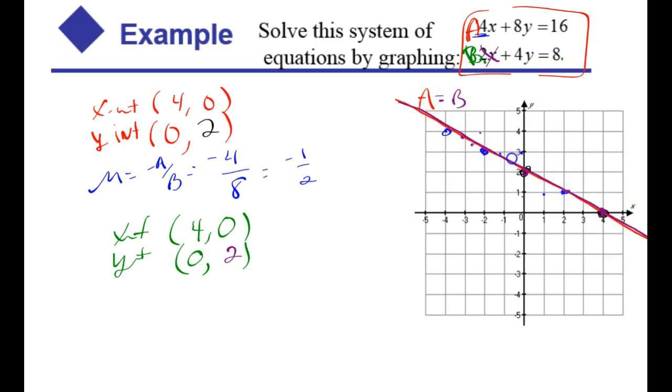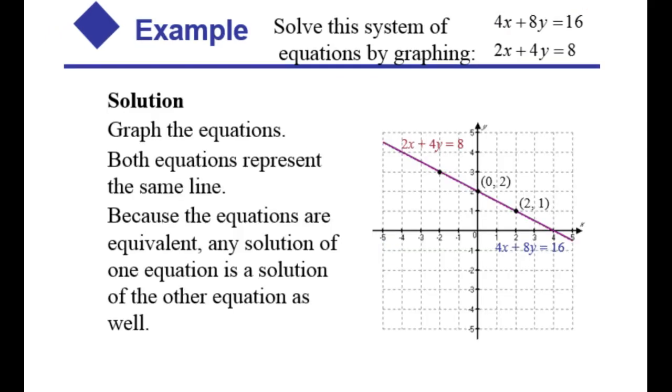That means every point on line A also satisfies line B. So there are infinitely many solutions. Just the opposite of our last example, which was there was no solution. So if you have infinitely many solutions, that means everything that's a solution on the one equation is also a solution for the other equation.